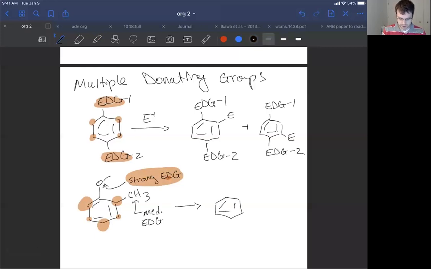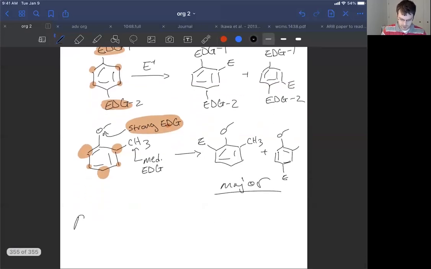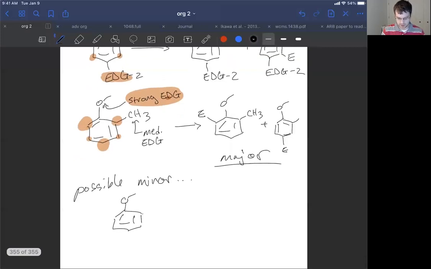So the 2 products that we'll see dominate this reaction will be an electrophile that's ortho to the OCH3 plus one that is para to the OCH3. These are probably going to be your only products, but we'll just say these are the major products. Some possible minor products would be those that we see being ortho and para to the CH3.